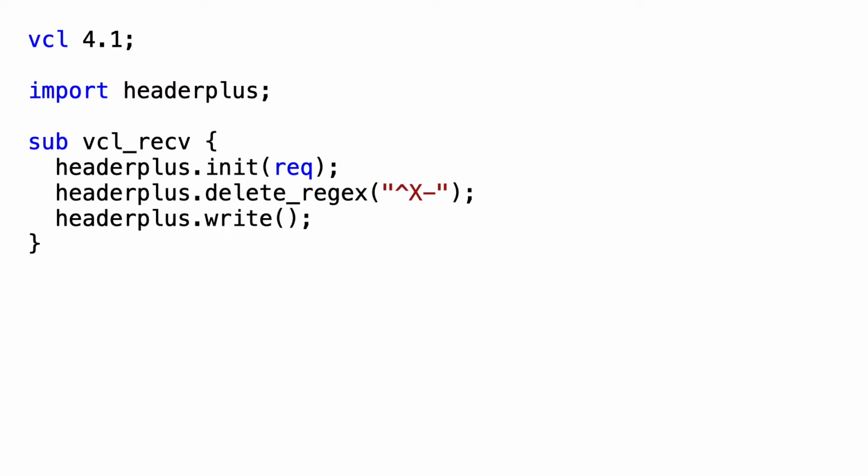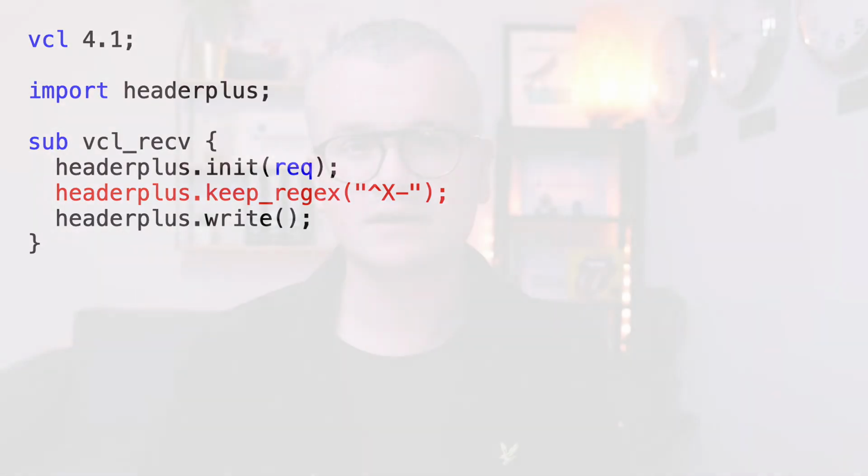We can also turn it upside down and remove all the headers except the ones that are mentioned in keep_regex. So that means everything that starts with an X and a dash is kept and the rest is thrown away. It's almost time to wrap this up, but I have one more example for you.